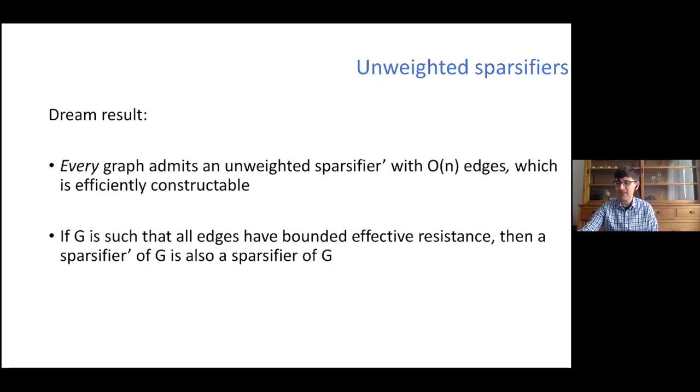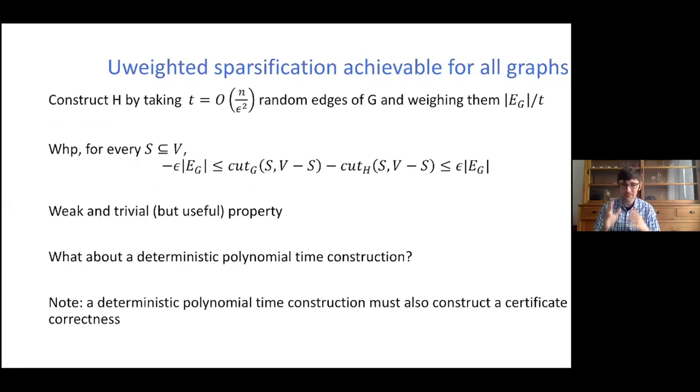So although we haven't made much progress on this kind of dream, let me say something about notions of sparsification that are achievable for all graphs in an unweighted way. Starting from trivial things: if I have a graph G and I just subsample a subset of edges and then scale them appropriately, then they will satisfy a notion of cut approximation, an approximation in cut norm. For every cut in the original graph versus my graph, the difference will be at most epsilon times the total number of edges. And you can argue this just from Chernoff bounds and union bounds.